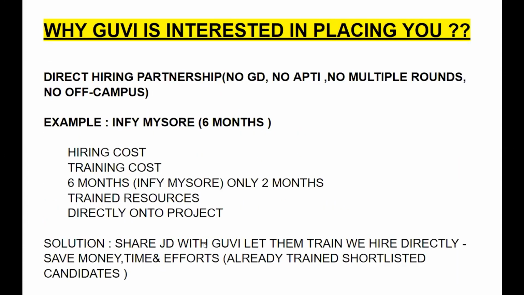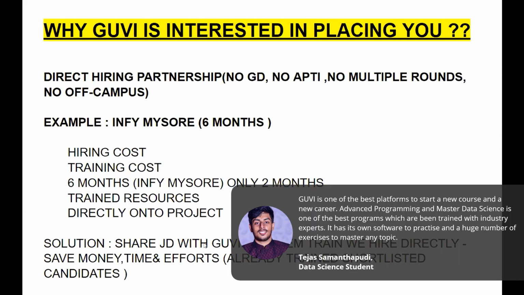But why is GUVI interested in placing you? Why are companies hiring through GUVI is another important thing here. So it's basically direct hiring partners. In that case, it's not going to be like an off-campus where you don't know where you're coming from. They basically know what your profile is. Every company hiring through us would have your GitHub in their hand. HRs would have that. And basically, they'll get the JDs.